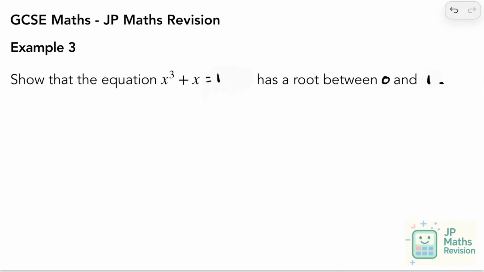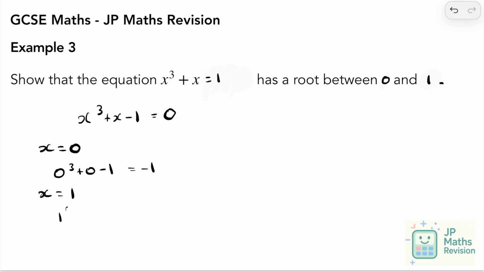So here's another example. We have to show that the equation x cubed plus x equals 1 has a root between 0 and 1. Now this one's slightly different because it's not equal to 0. In order to show that there's a root in the interval, we need to first make the equation equal to 0. So I have x cubed plus x minus 1 equals 0. Now I'm going to sub in x equals 0 and x equals 1. When x equals 0, I have 0 cubed plus 0 minus 1, which is minus 1. And when x equals 1, I have 1 cubed plus 1 minus 1, which is 1.